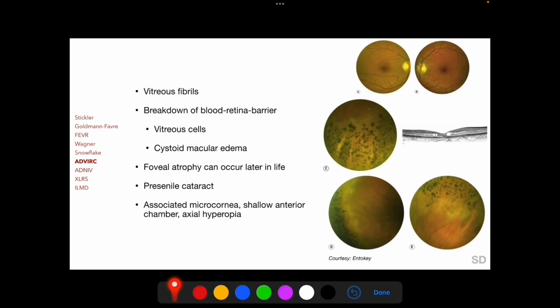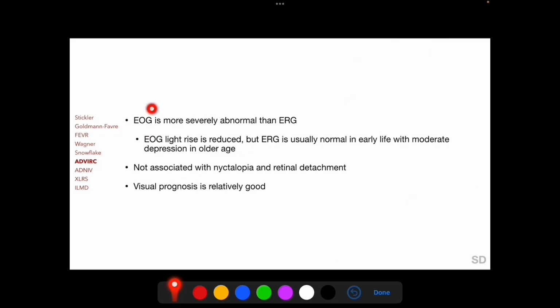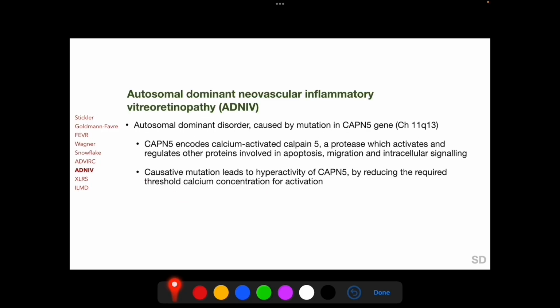Other features of ADVIRC include breakdown of blood-retina barrier, which may manifest as vitreous cells and cystoid macular edema, and foveal atrophy, which can occur later in life in these patients. EOG is more severely abnormal than ERG in ADVIRC, and ADVIRC is not associated with either nyctalopia or retinal detachment, and visual prognosis in ADVIRC is relatively good.